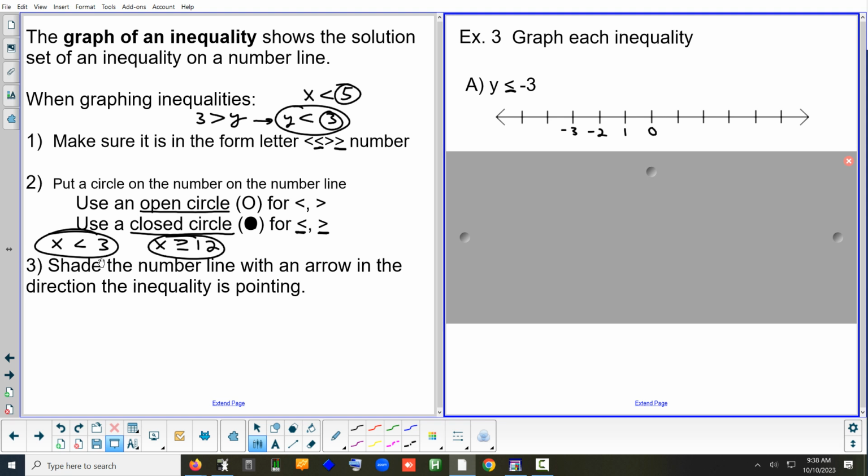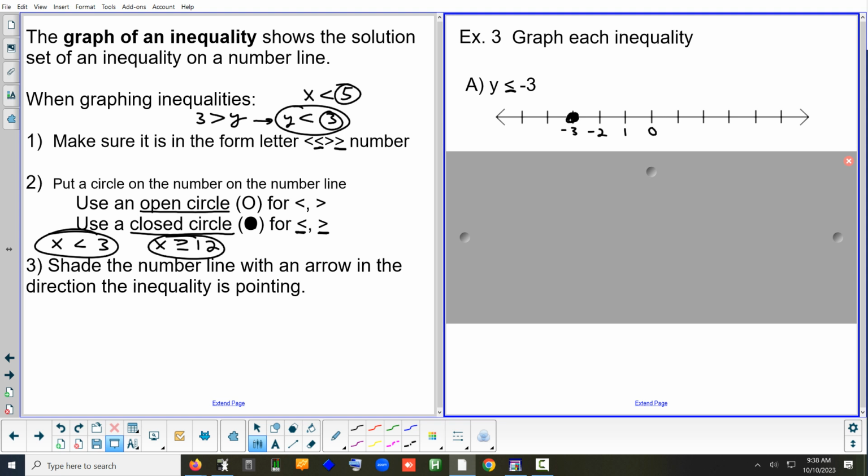Okay, what number are we going to put a circle on? -3. And now, what kind of circle? Open or closed? Open. All right, why do you say open? Closed. Okay, why do you say closed? Yeah, it's the symbol with the line under it. Anytime you got a symbol with a line under it, you've got to make the filled in, the closed circle. Perfect. So we're going to put a filled in circle on -3.